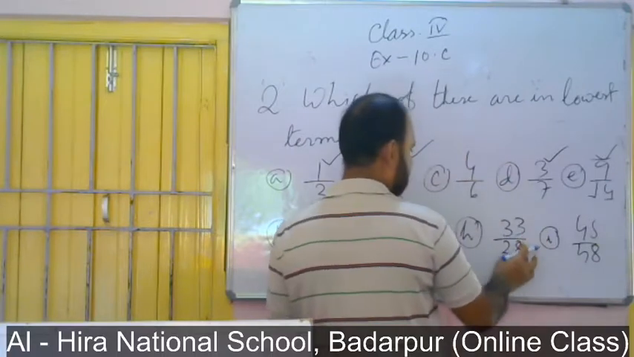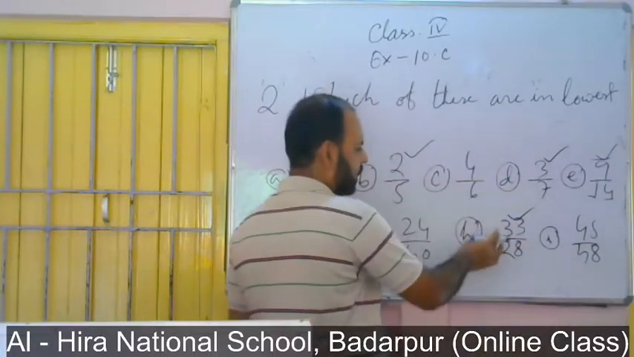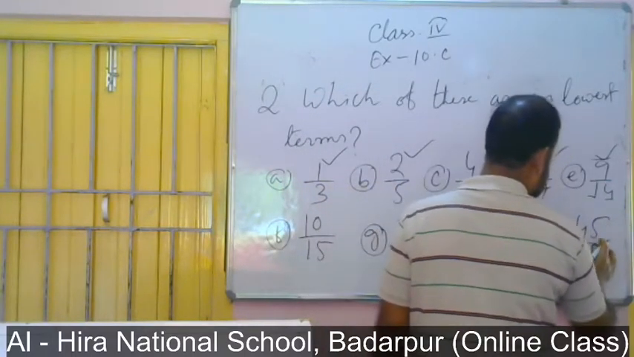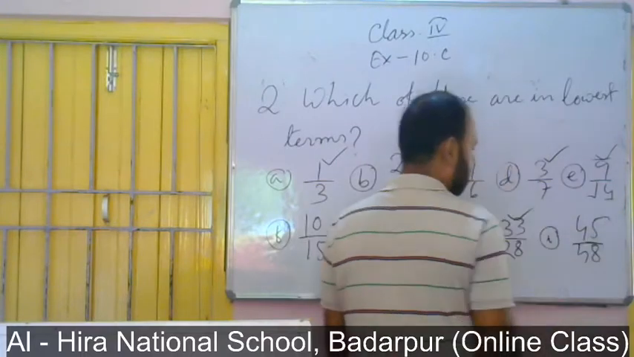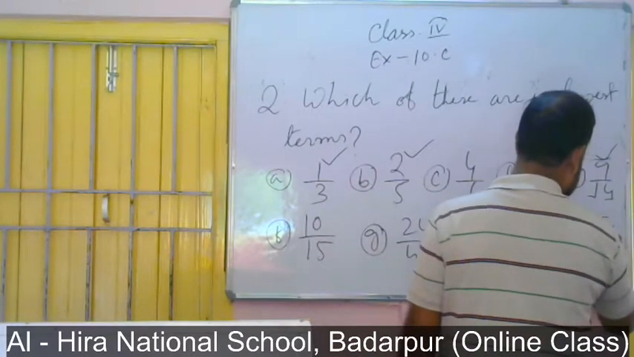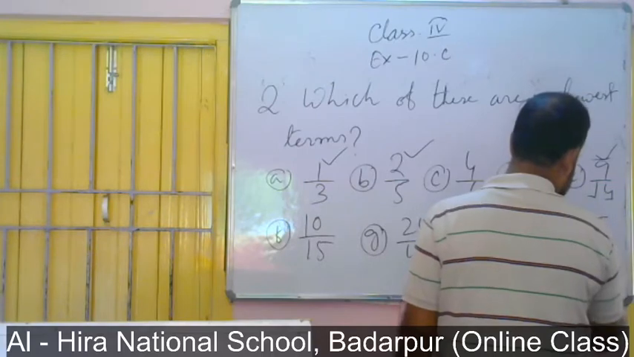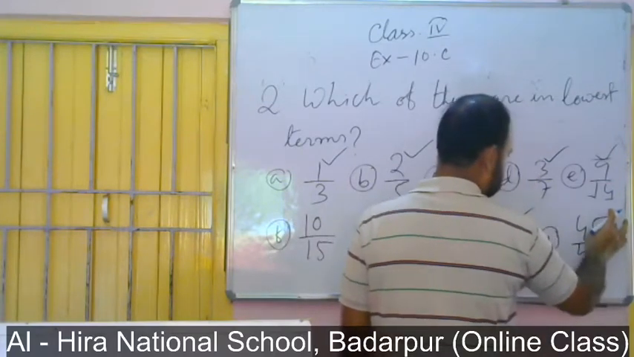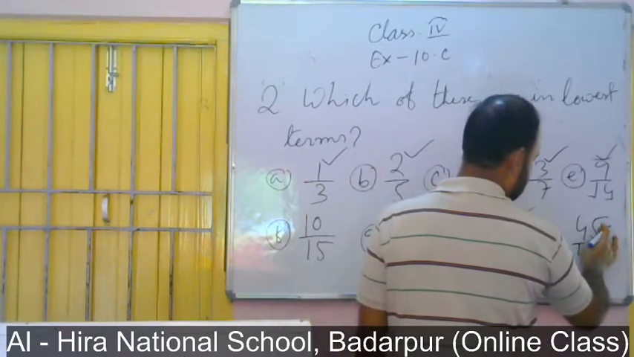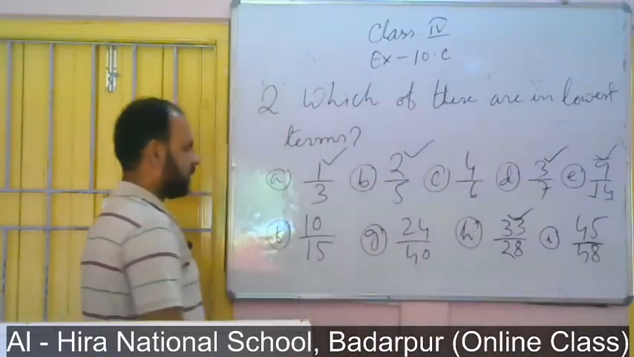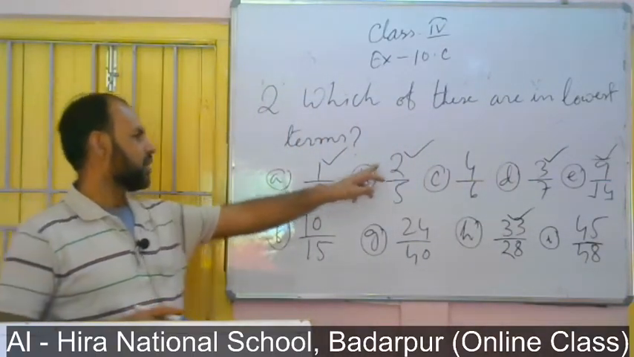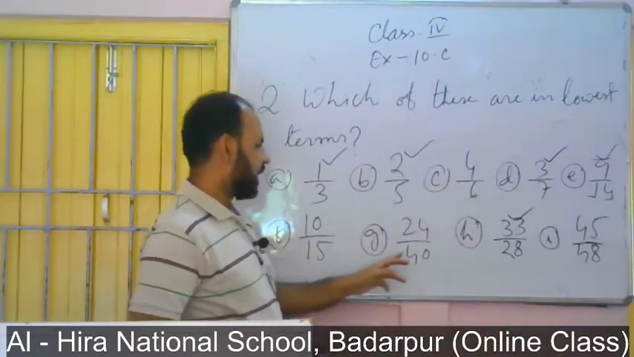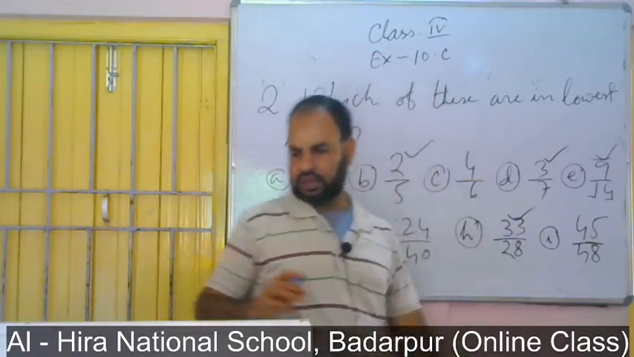33 by 28, the only common factor is 1. That's why 33 by 28 is in lowest terms. And here 45 by 48. If we take out the factors of 45, then 3 is a factor of 45 and 3 is a factor of 48 also. So 45 by 48 is not in lowest terms. So here the lowest terms are 1 by 3, 2 by 5, 3 by 7, 9 by 14, and 33 by 28.